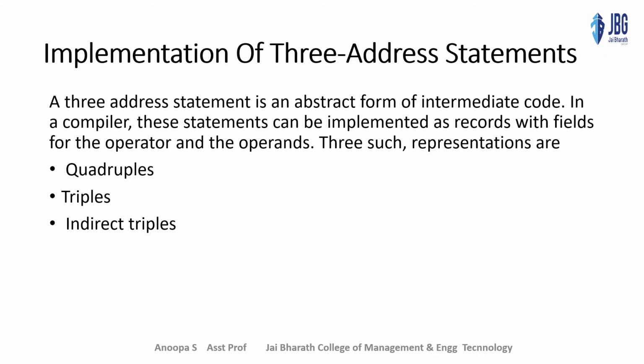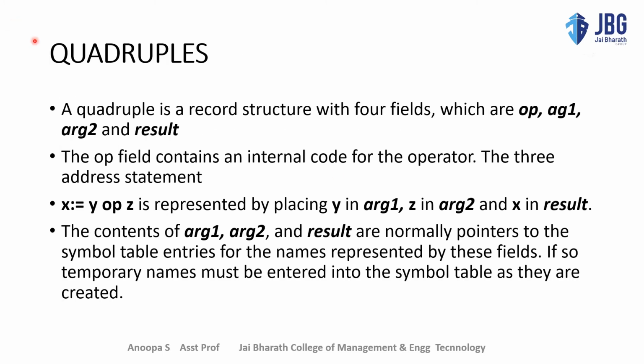Now, implementation of three address statements. Three address statements can be implemented in three ways: quadruples, triples, and indirect triples. Okay. So first is quadruples. Quadruple, from the name itself, we can imagine that there will be four values, right? So it's a record structure with four fields, which are operator, argument 1, argument 2, and result.